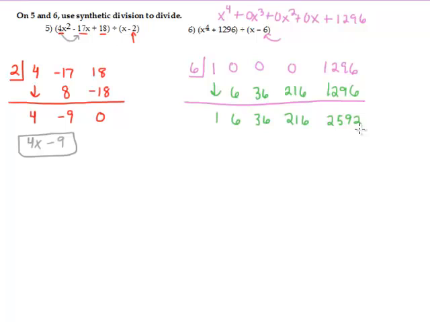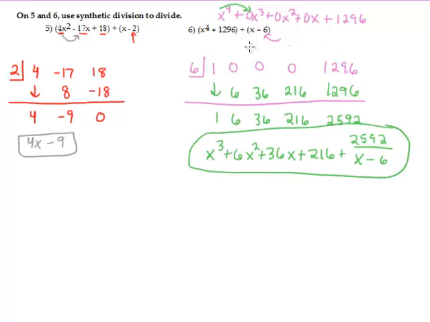Let's see, is that right? I think that's right, 2592. So we started with x to the 4th up here, which means our answer starts with x cubed. So it's 1x cubed plus 6x squared plus 36x plus 216 plus 2592 over x minus 6.